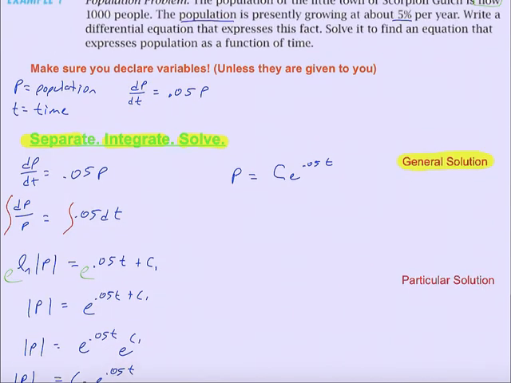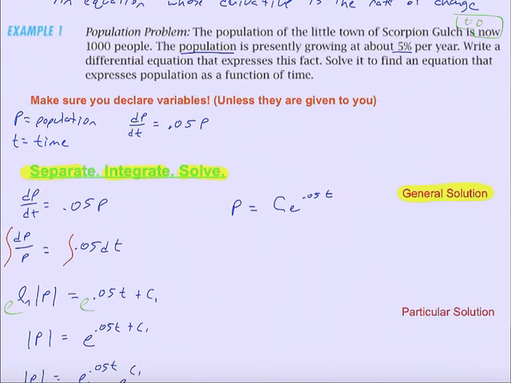So let's go back up to the problem and see what the initial condition was. They told us something. And the key is where they said that this population is now 1,000 people. I mentioned earlier that that meant now is when t is equal to 0. Well, that initial condition is at t equals 0, the population is equal to 1,000. So what we're going to do is plug that in. 1,000 equals C e to the 0.05 times 0.